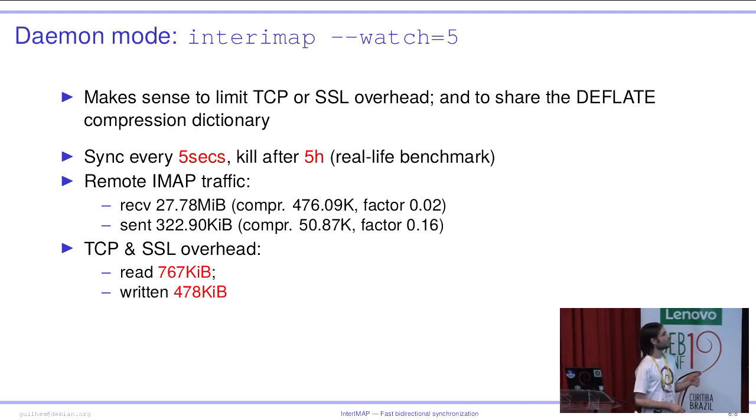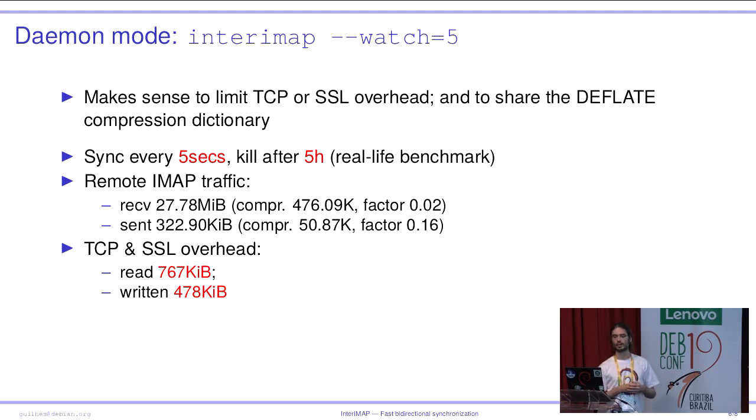So you can use dash-dash-watch equal 5. It means you poll the server every 5 seconds, which maybe is overkill, I don't know. But every 5 seconds you query the server and say, do you have any change? Do you have any change? And so on. But you keep the connection open. So there is no overhead anymore for the TCP and SSL, and the authentication also. And the deflate compression dictionary can be shared across all the calls.